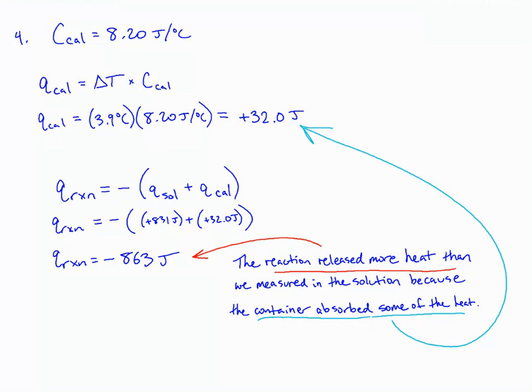So here's what's going on. The reaction actually released more heat than we measured in the solution because the container absorbed some of the heat. That's what's going on here. We measured the heat of the solution. We did not measure the heat of the calorimeter, so we didn't get an accurate picture of the reaction without this correction.